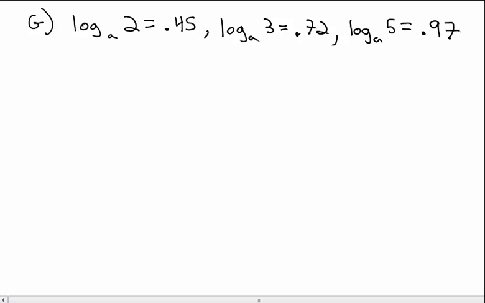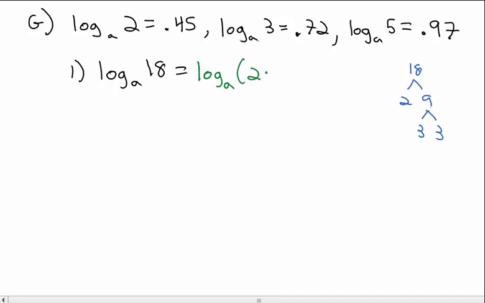In fact, I also skipped a lot of fractions and decimals. What the tables would give us is only the logs of the prime numbers. And then we would have to use the prime numbers by hand in order to calculate these other log values. For example, if we want to know what the log base a of 18 was equal to, we would say, well, 18, let's factor it. That's 2 times 9. Well, 9 is 3 times 3. So really, log base a of 18 is log base a of 2 times 3 squared.